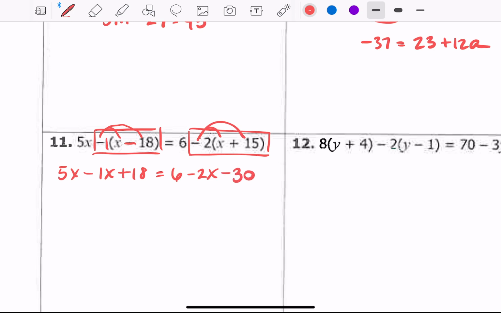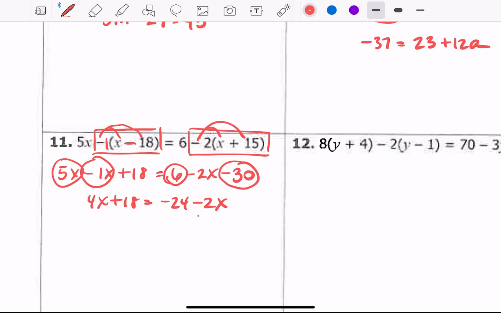So now, do I have any like terms on either side? I do. On the left side, I have a 5x and a minus 1x that I can combine to get 4x plus 18. And on the right, I have the constant 6 and the constant negative 30. So when I combine those, I get negative 24, and then I bring down my minus 2x. So do I have variables on both sides? I do.